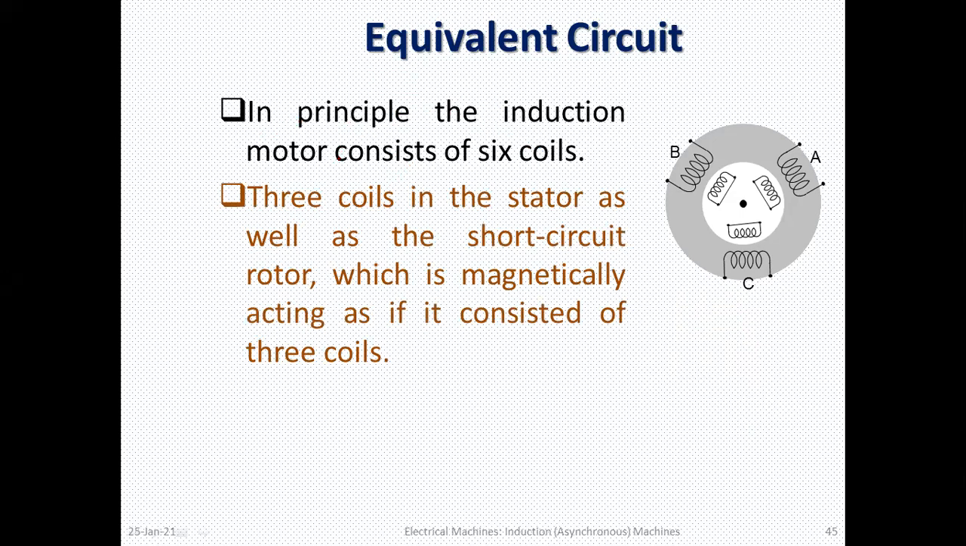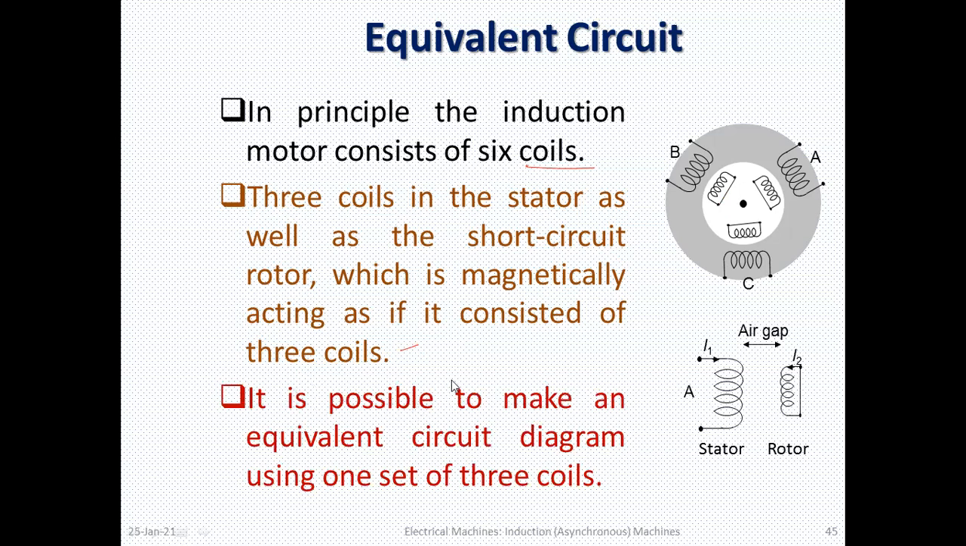In principle, the induction motor consists of six coils. There are six coils, three here on a stator, this coil A, B, C, and three on the rotor, and these are shorted. On the rotor, these coils are shorted. Three coils in a stator as well as the short circuited rotor, which is magnetically acting as if it consisted of three coils. So three coils are here also, a stator and rotor.